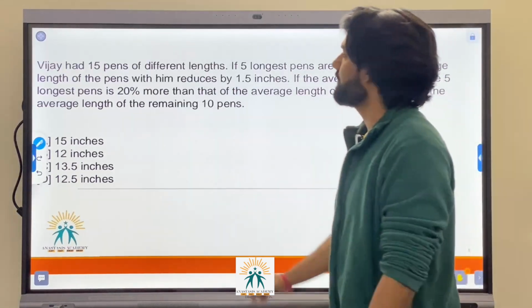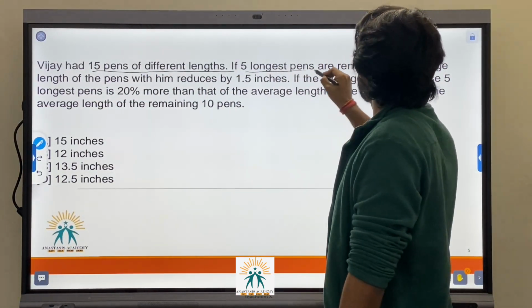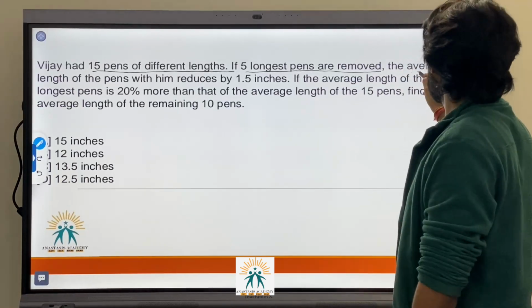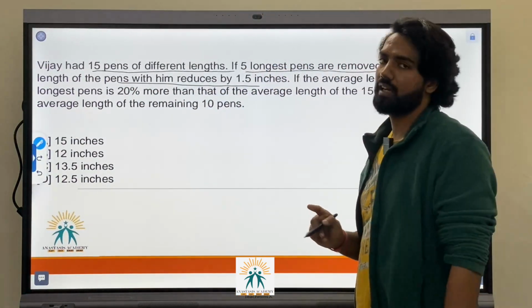Vijay had 15 pens of different lengths. If 5 longest pens are removed, the average length of the pens with him reduces by 1.5 inches.